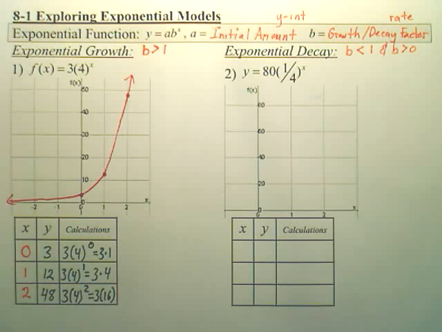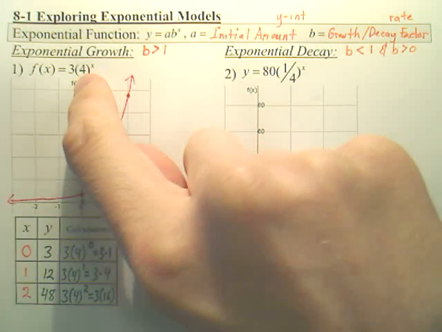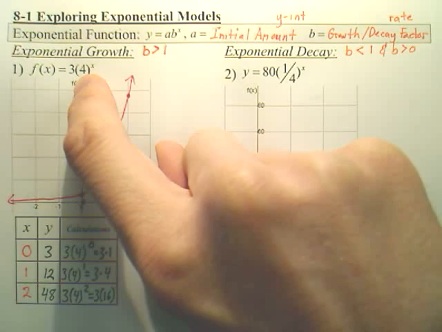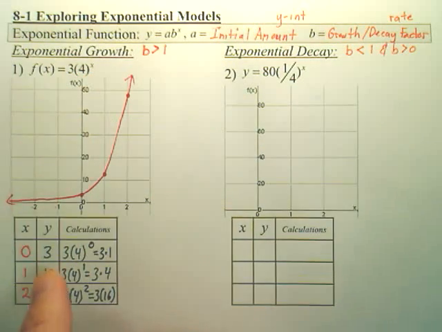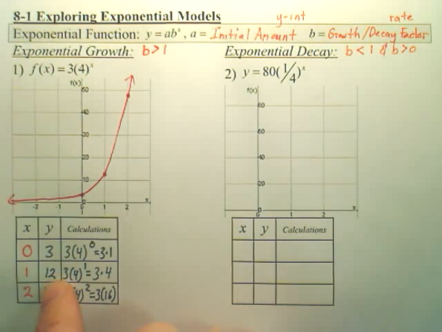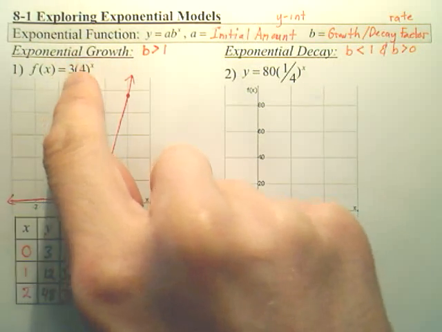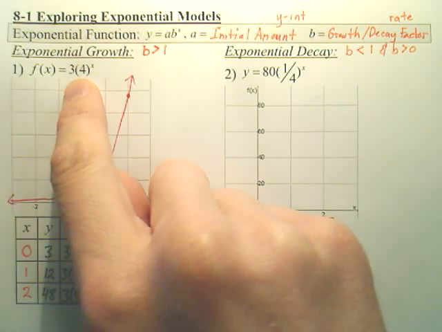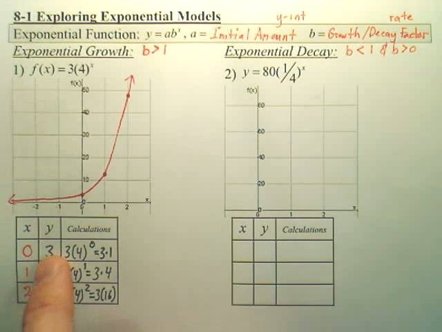One more thing you should notice. What did you multiply 3 by to get 12? 4. That's called your growth factor. 4 is your growth factor. So I multiplied 3 by 4 to get 12. What did you multiply 12 by to get 48?